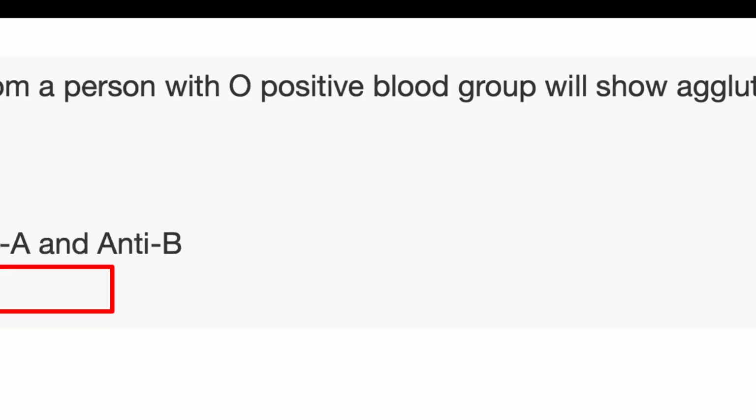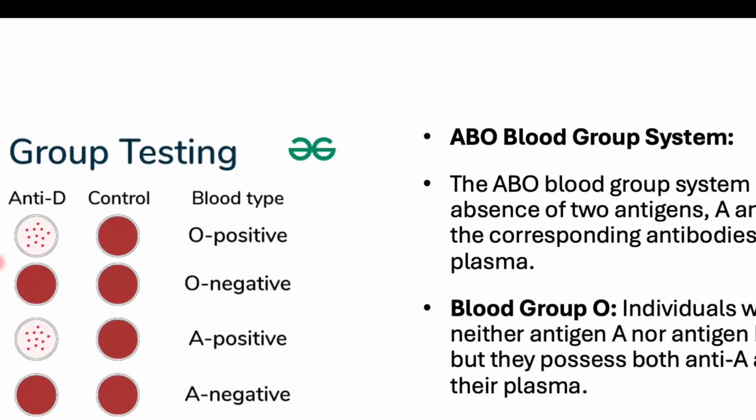A person with AB blood group will be showing agglutination with both anti-A and anti-B. But for a person with O positive blood group, the anti-D antibody will show agglutination. So let us understand this blood grouping system in detail. What is this ABO blood grouping system? The ABO blood grouping system is based on the presence or absence of two antigens, just two antigens, antigen A and antigen B on RBCs, and the corresponding antibodies anti-A and anti-B.